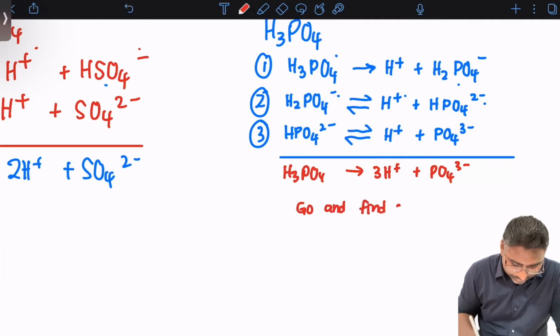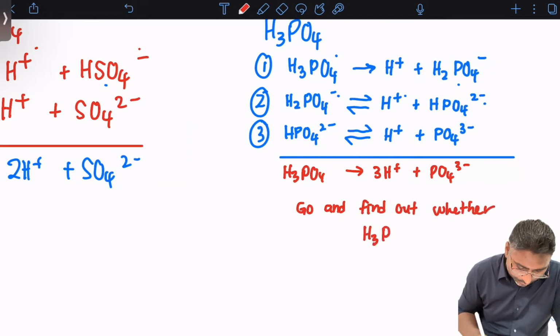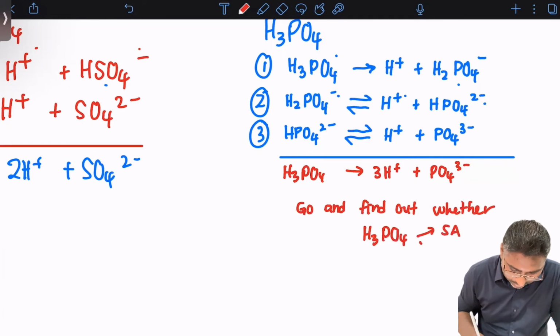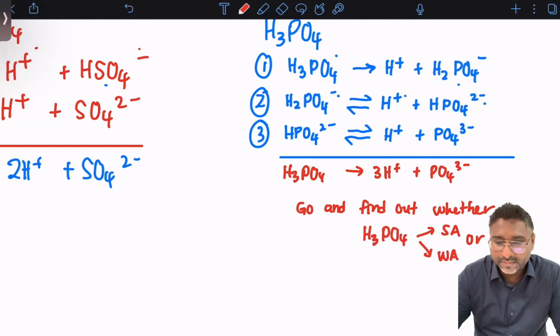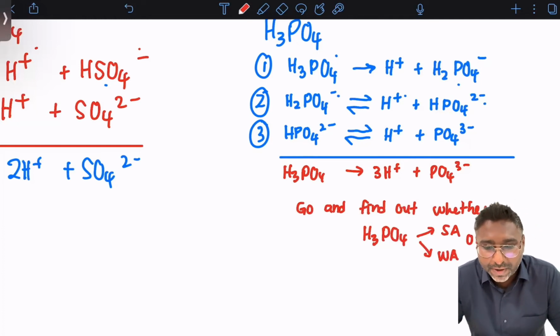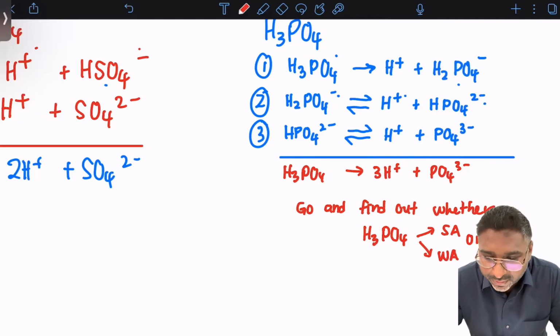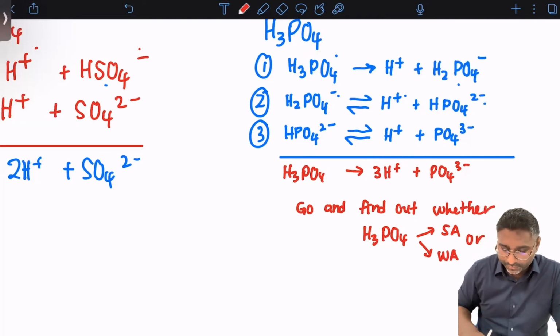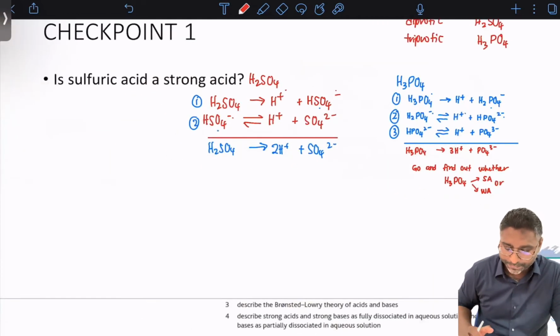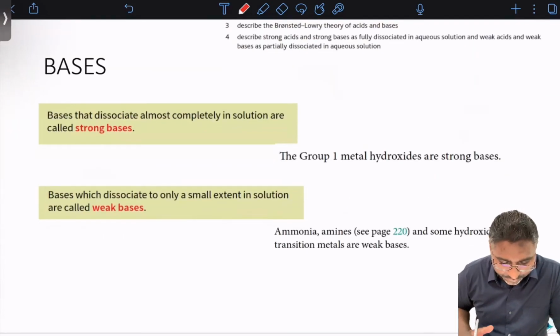Now my question today is, go and find out whether H3PO4 is considered to be a strong acid or weak acid. This is your homework. Go and find out whether phosphoric acid is going to be considered a strong acid or weak acid. That is going to be homework for today. So now, let's move on.